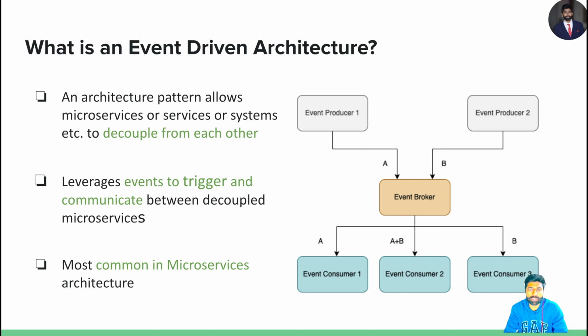So first, let's understand what is an event-driven architecture. An event-driven architecture is a pattern which allows loose coupling between two or more systems or applications or microservices. This pattern leverages events to trigger and communicate between decoupled microservices. And what are events? Events are the representation of a change in a system. For example, if you are dealing with an e-commerce application, example of an event could be a new product added to cart or an order is placed. These are some type of examples of events.